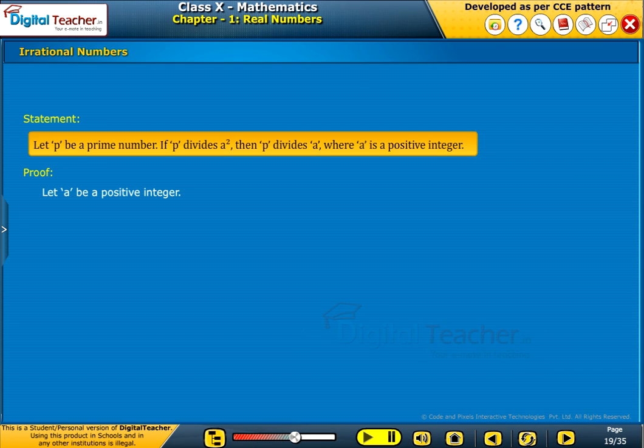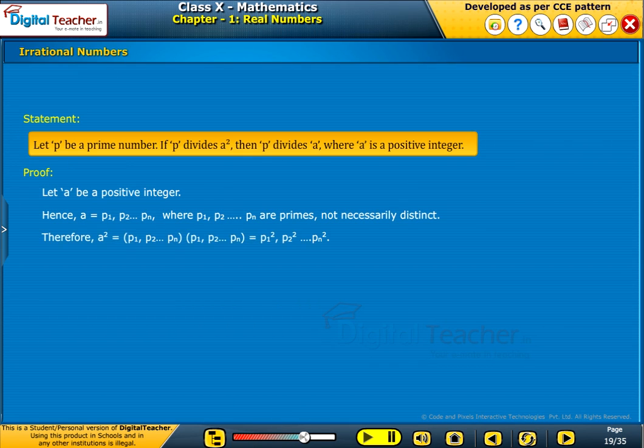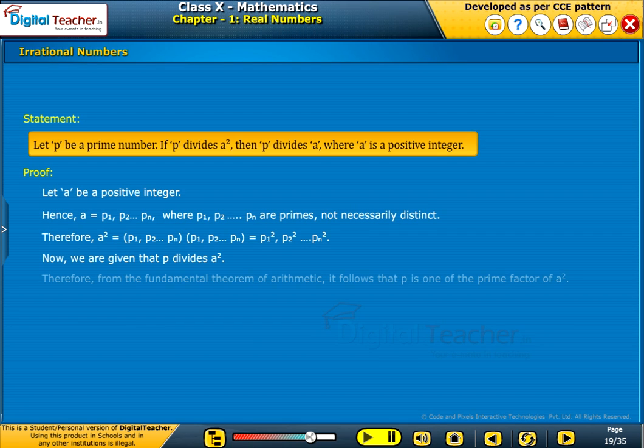Let a be a positive integer. Hence a is equal to p1, p2 till pn, where p1, p2 till pn are primes, not necessarily distinct. Therefore, a square is written as shown on screen. Now, we are given that p divides a square. Therefore, from the fundamental theorem of arithmetic, it follows that p is one of the prime factors of a square.